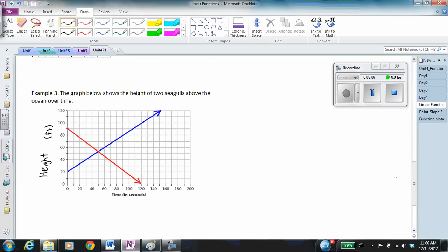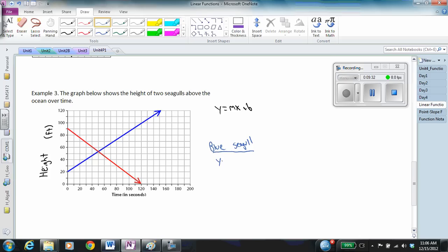Let's look at another example. The graph below shows the height of 2 seagulls above the ocean over time. And let's say that we want to write the linear function rule in slope-intercept form for both of these seagulls. So let's start with the blue seagull. Probably actually wasn't blue because I've never seen a blue seagull, but his graph, the line is blue, so we'll call him the blue seagull.